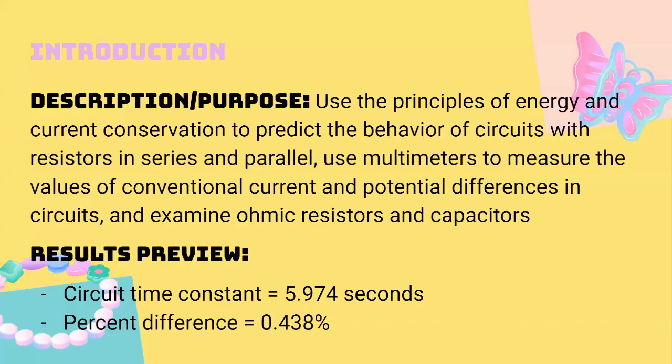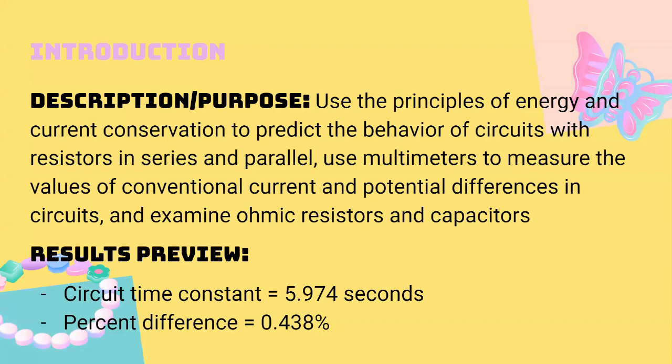So the description of this lab and the purpose of it was to use the principles of energy and current conservation to predict the behavior of circuits with resistors in series and parallel, use multimeters to measure the values of conventional current and potential differences in circuits, and examine ohmic resistors and capacitors.